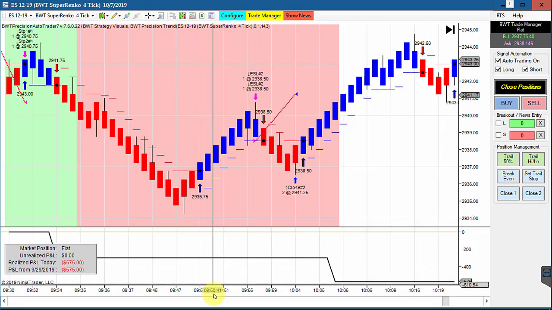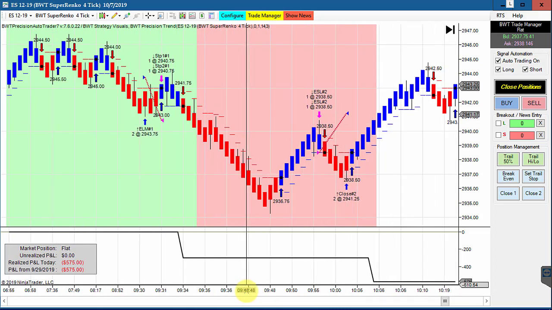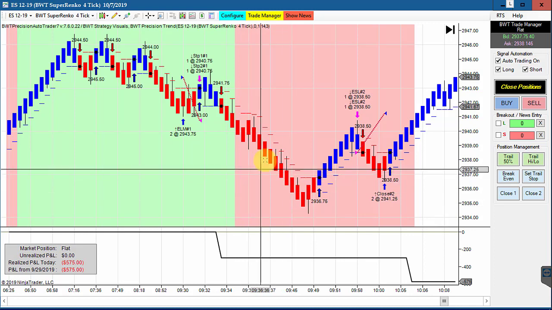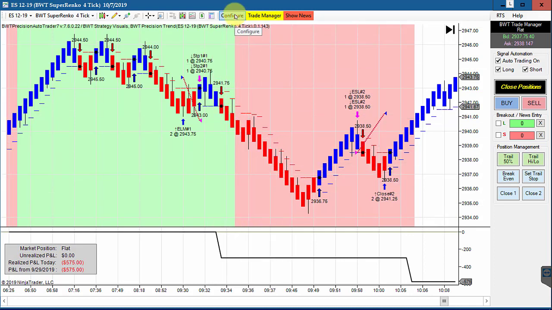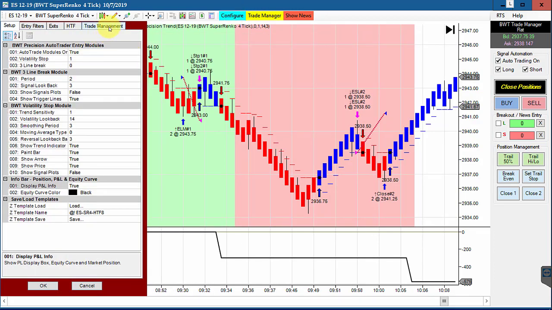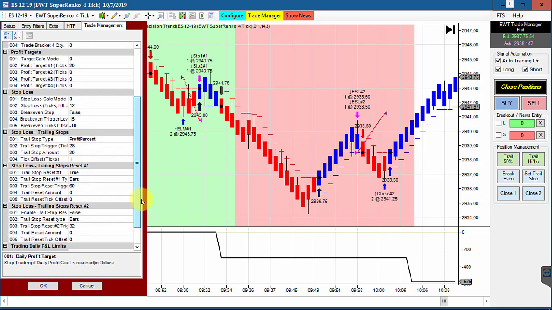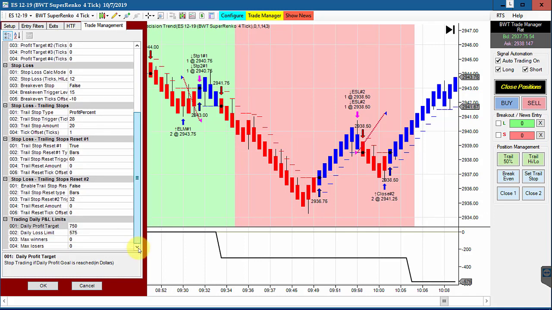So this one is trading 2 contracts. For a couple of weeks it only ran as 1 contract, so the performance is quite impressive on this one. Here you can see how I have it set up. 2 contracts here. It's just a limit order with a 1 tick pullback, and using trailing stops here, and I have a 750 goal and a 575 loss limit.